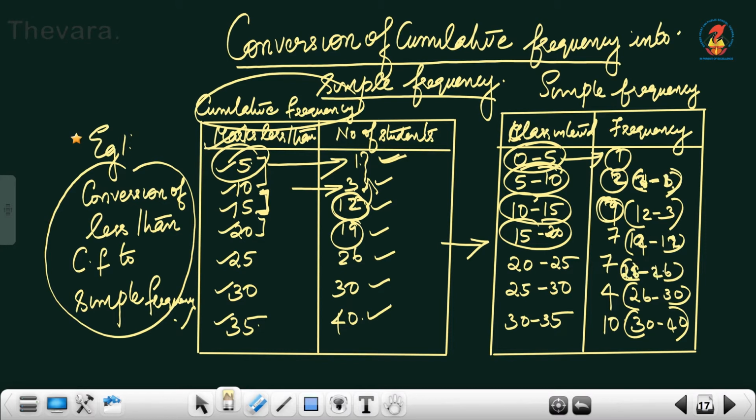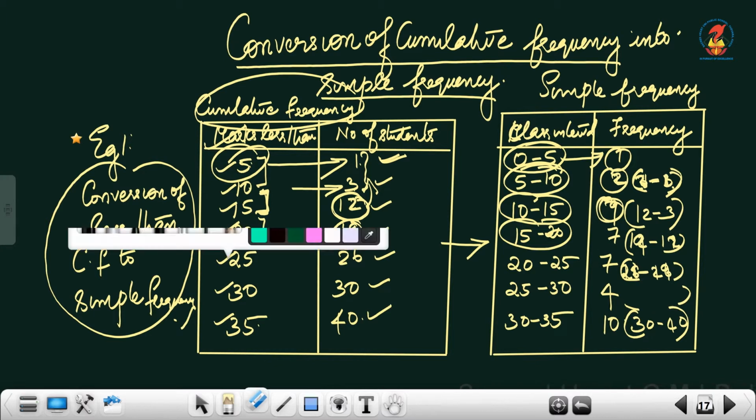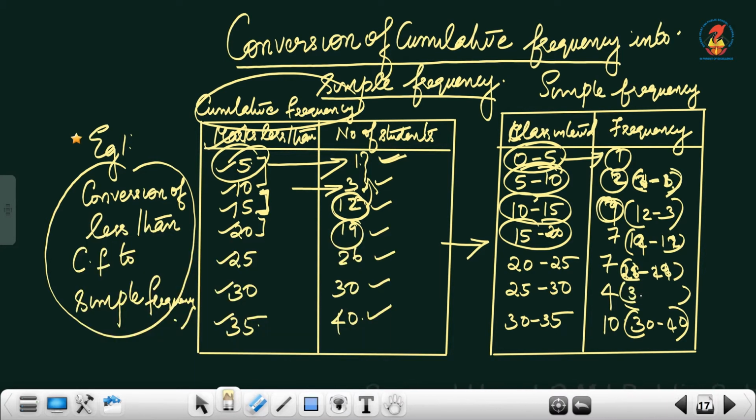Next it is 26 minus 19. Always write the highest value first. Here it is 30 minus 26. And here it is 40 minus 30.